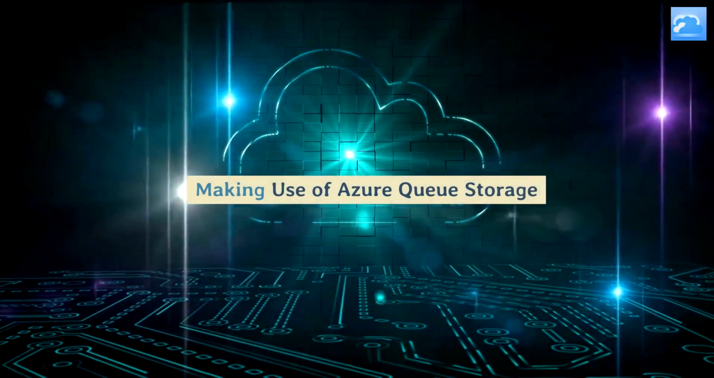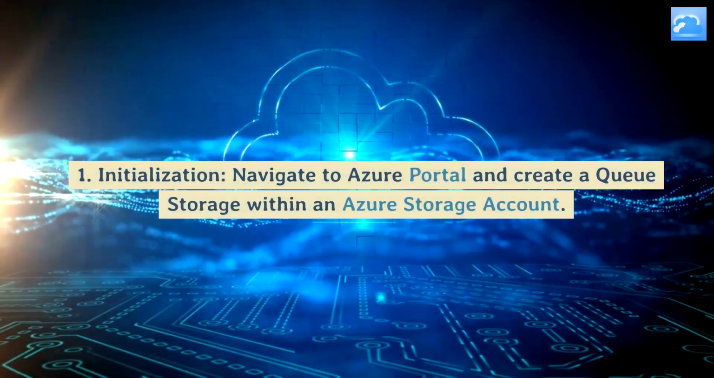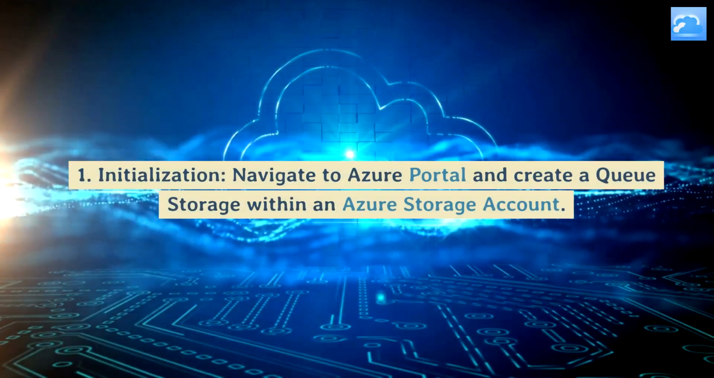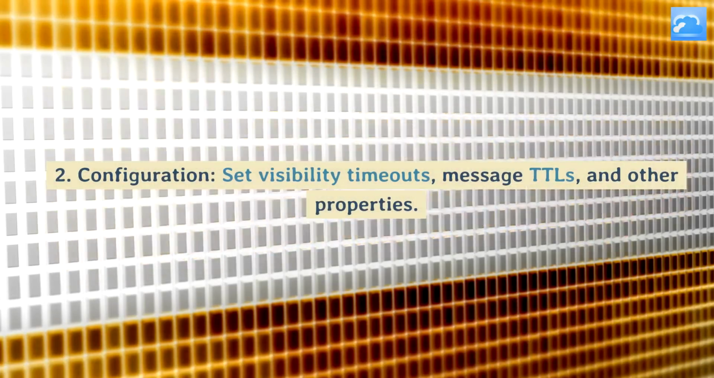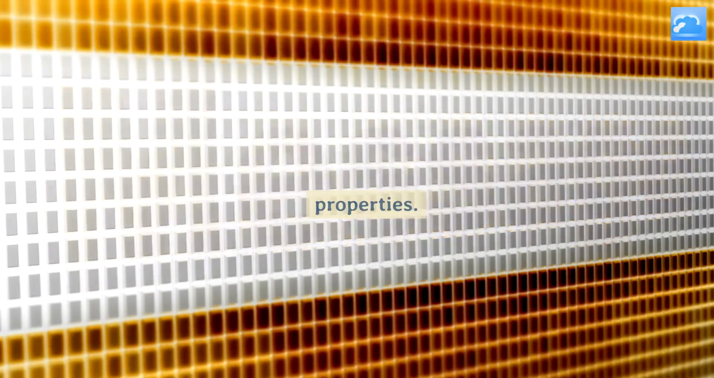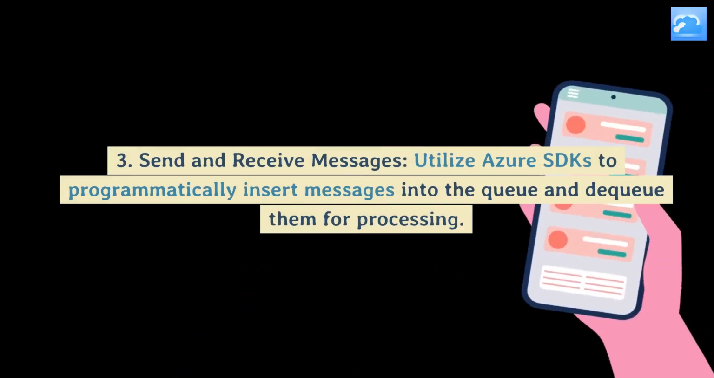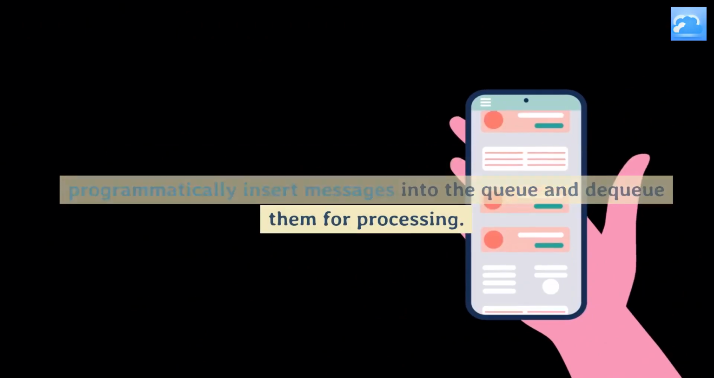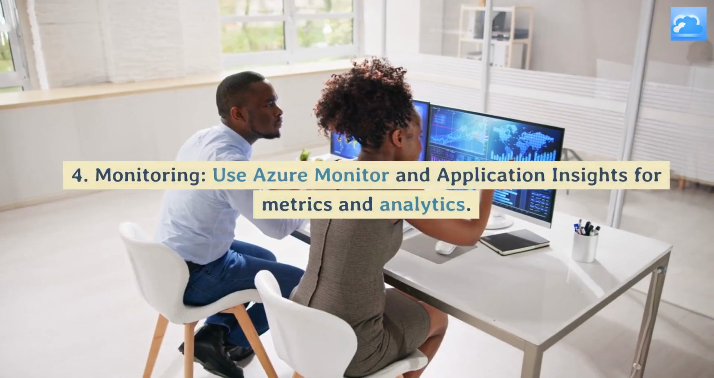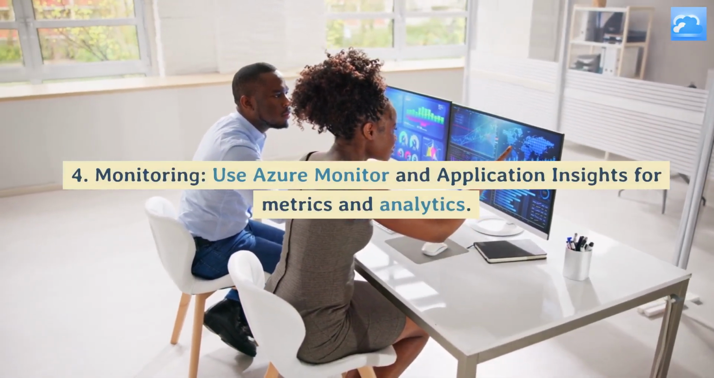Making use of Azure Queue Storage. 1. Initialization, navigate to Azure portal and create a queue storage within an Azure storage account. 2. Configuration, set visibility timeouts, message TTLs, and other properties. 3. Send and receive messages, utilize Azure SDKs to programmatically insert messages into the queue and dequeue them for processing. 4. Monitoring, use Azure Monitor and Application Insights for metrics and analytics.